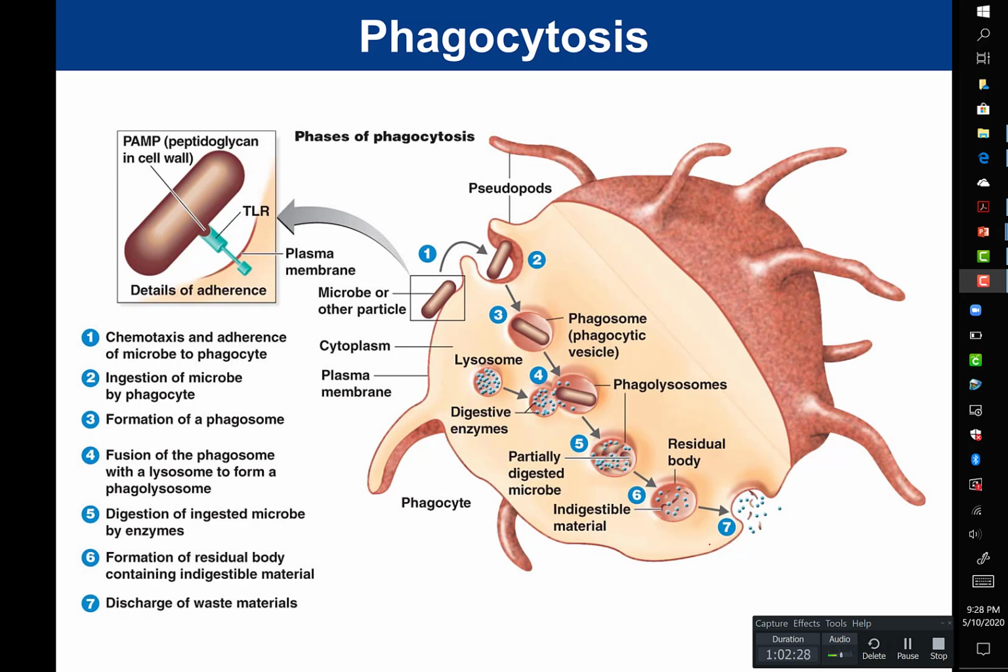And so this is why phagocytes often are going to be the bridge between innate and adaptive. They're innate because they target any pathogen. They're not targeting a specific pathogen. And so that's what makes this part of the innate immunity.